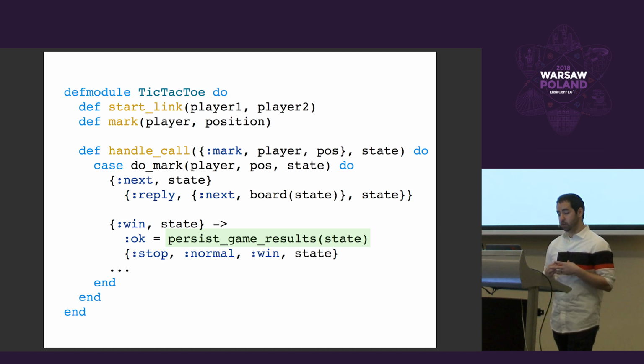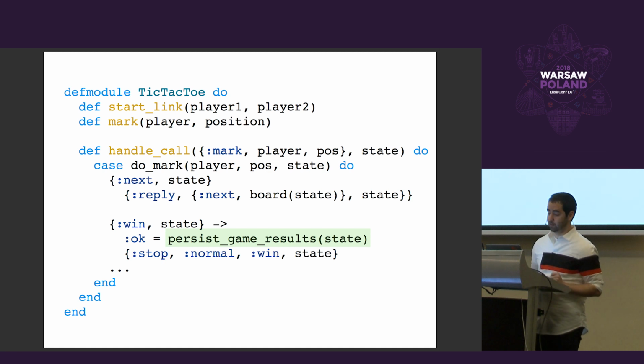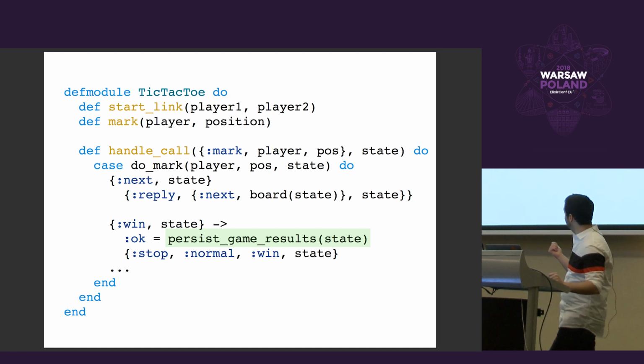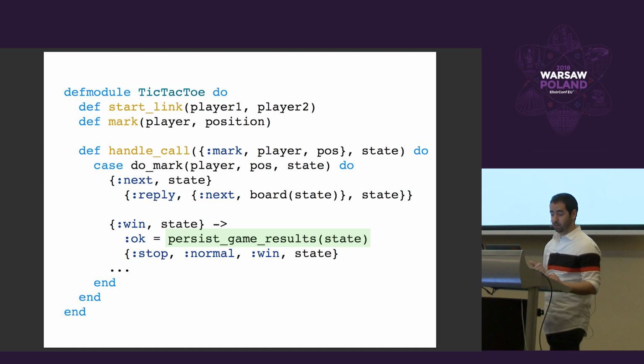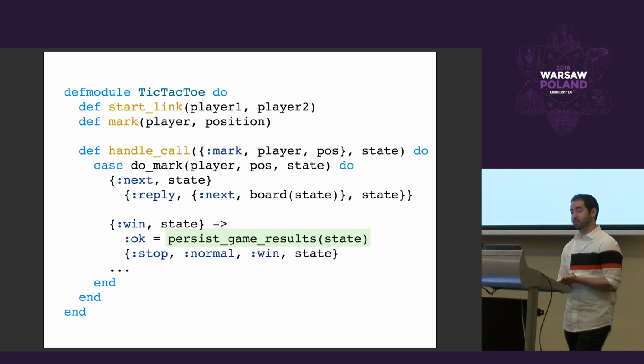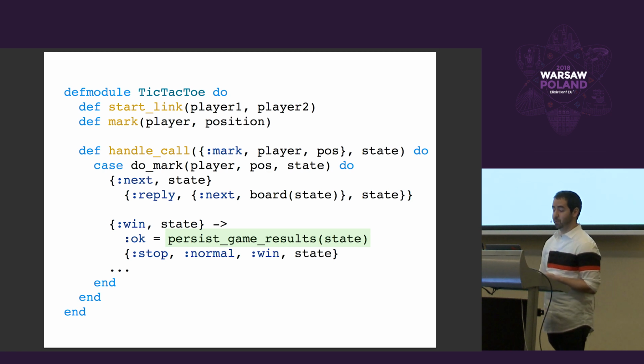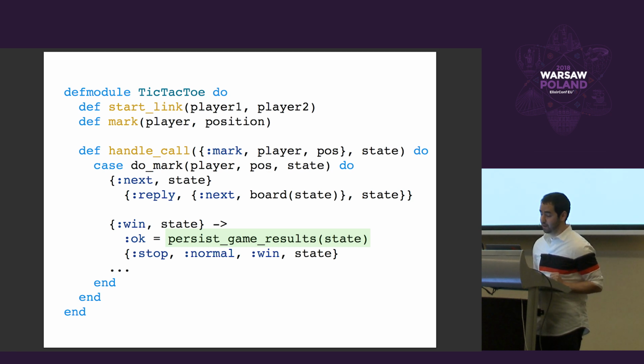We shouldn't let the database drive the design of the application. We shouldn't just shove everything in the database. In this case, we only care about the database when someone wins. So we can just say, okay, I'm writing my GenServer, and okay, if someone won, what do I do? Well, I write a function to persist the game results. Then I reach for my Ecto repo, I insert some data, and I persist the results.